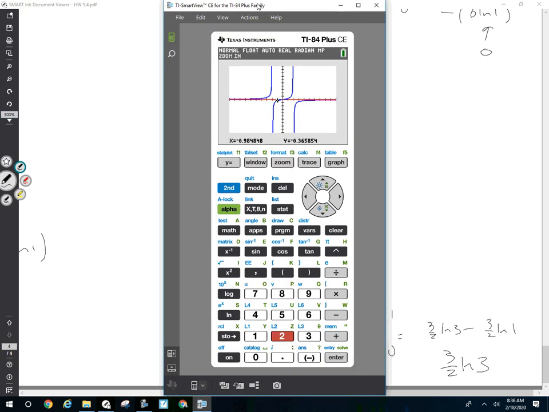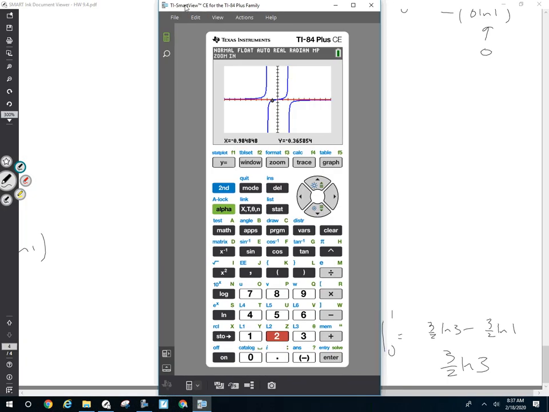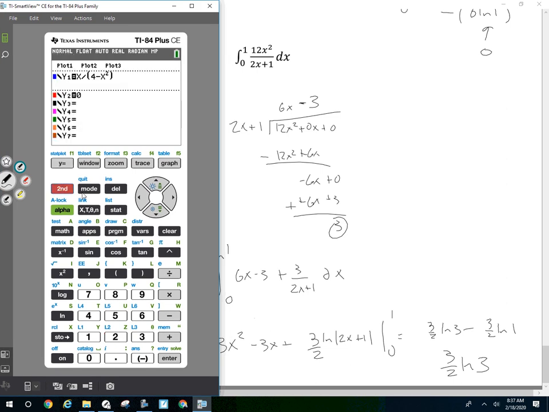Just so I can feel good about myself, let's check. Math 9, 0 to 1, 12x squared divided by 2x plus 1. I get some decimal, hopefully. I think that's 3/2 log 3. Okay, we win.